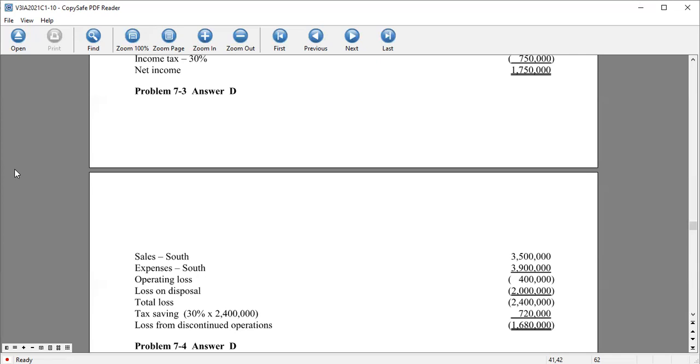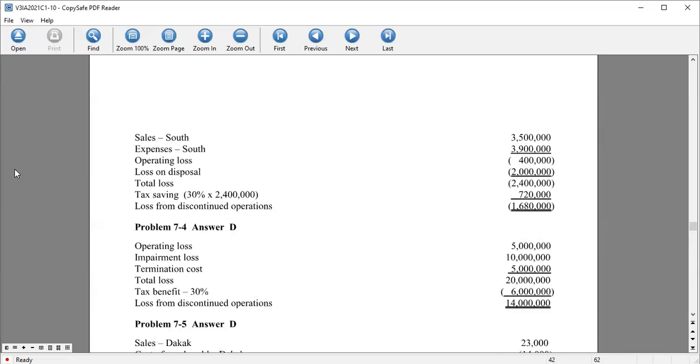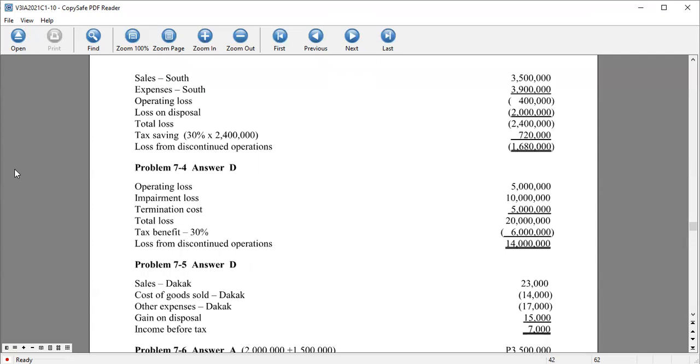So it incurred an operating loss on disposal. We have the total loss, then tax saving. We have the loss from discontinued operations, letter D. Then number 4, we have the answers as 7-4. Answer is letter D for 14 million loss from discontinued operations, including the operating loss, the impairment loss, termination cost, and the total loss. We have the tax benefit loss from discontinued operations for 7-4.